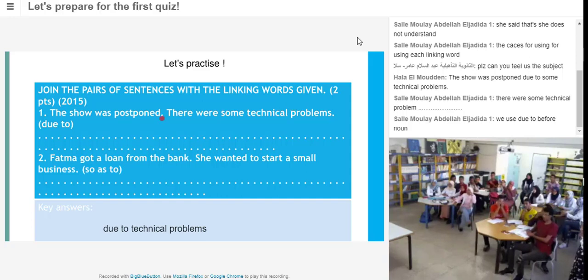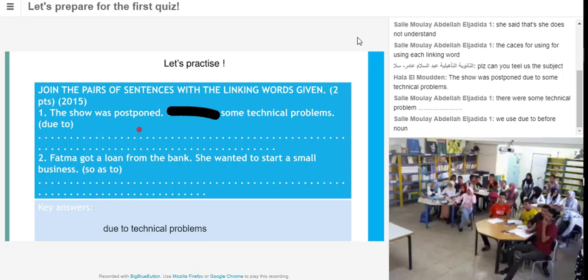So when we use due to here, I had to delete the subject and to delete the verb and leave just the noun. This is because we use due to before a noun, as I said before. So the sentence reads, the show was postponed due to some technical problems. So that's fine? Is that fine now? Okay.